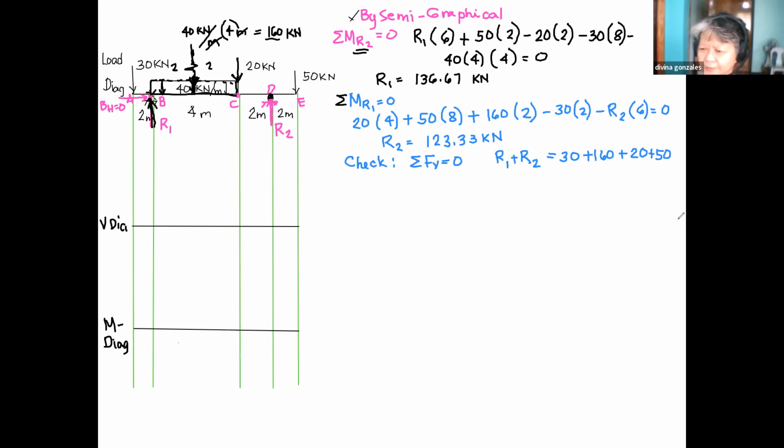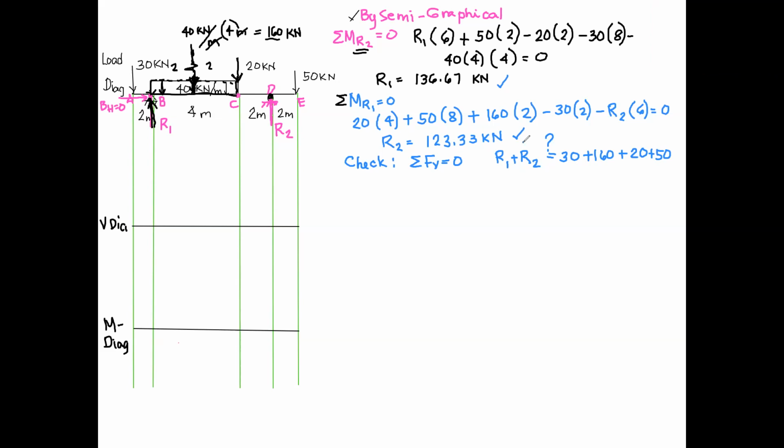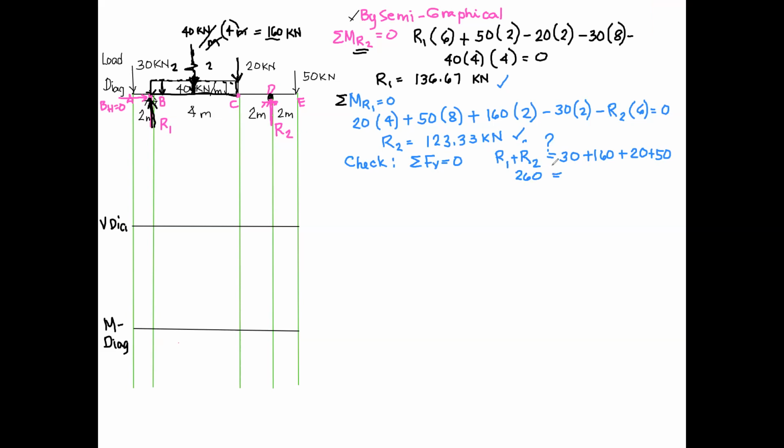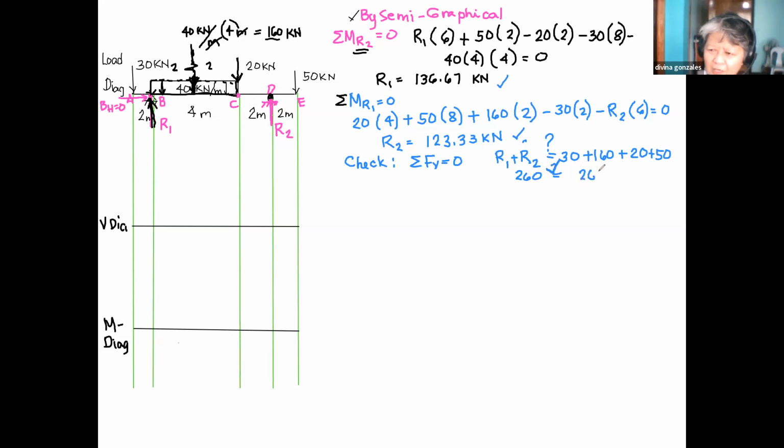Chua, what is the sum of R1? We already have R1 and also R2. What is the sum? We're trying to determine whether they are equal to the summation of the forces that go down. Sifra? Ma'am, 260 po. Is the right side also 260? Yes po, equal po. So we have checked it. 260 is exactly equal to 260, which means that we have double checked the reaction.